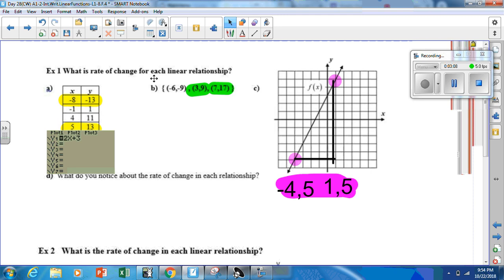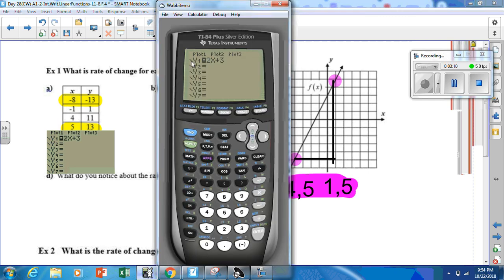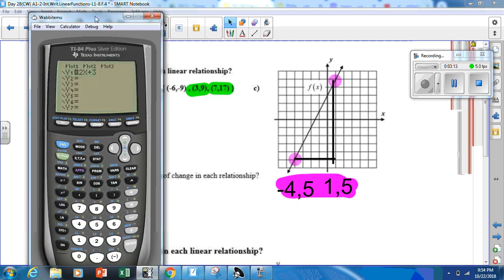I do this again with my ordered pairs. Put up the calculator. We're going to slide to our stat button. We're going to hit 1 for edit. What I don't need, I'm going to clear out and hit enter. Again, I clear it out and I hit enter. All right, and now I'm putting in the coordinates of what's in green. I need 3, I hit enter. I need 7, I hit enter. Now I put my y values in. I need 9, enter. 17, enter.